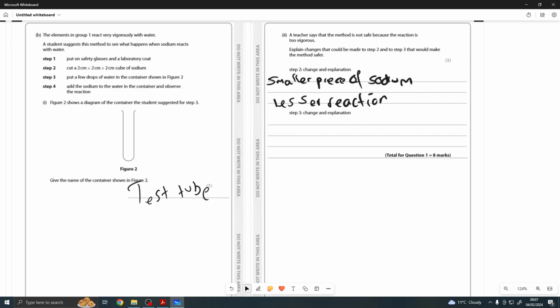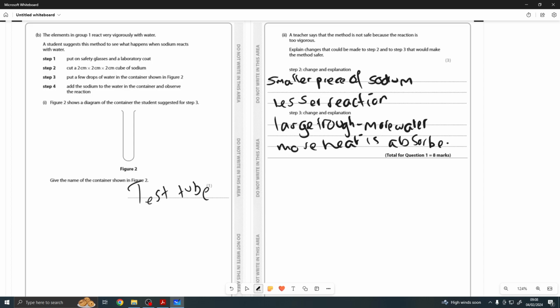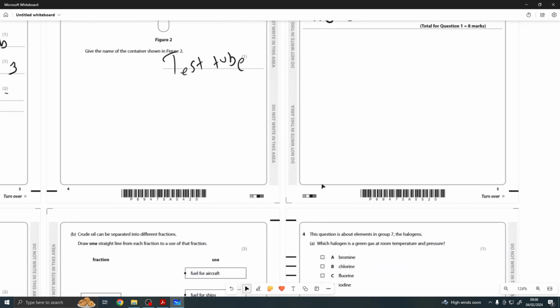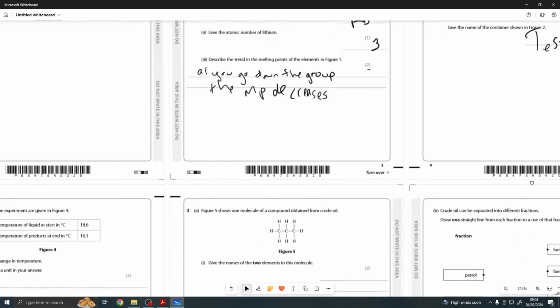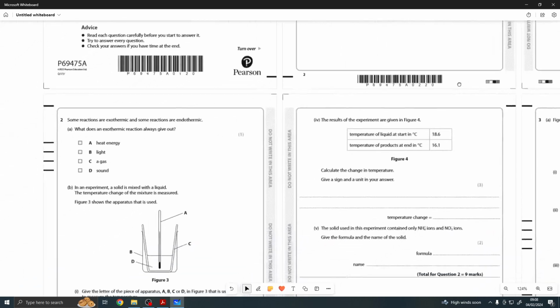Now, step 3, what are you going to do there? A few drops of water. Ooh, well, obviously, you're going to use a large trough. More water, which means more heat is absorbed. Okay, nice. So that's the first row of pages done. Let's move on now to the second row of pages.